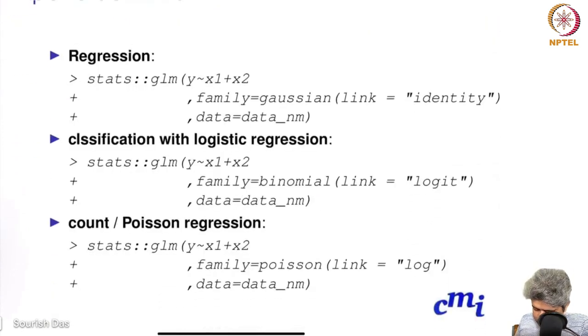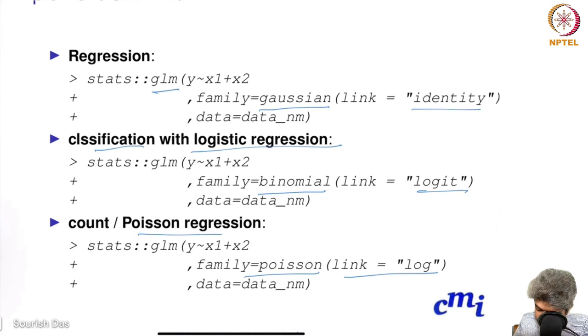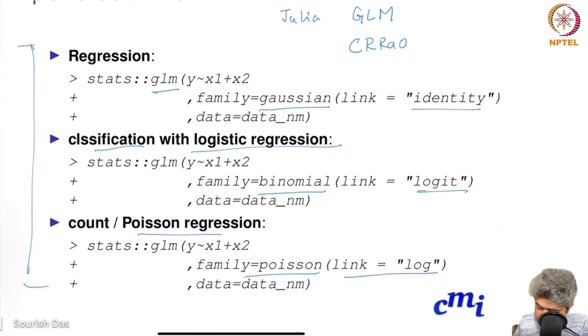In R there is the stats package glm, and you call family as Gaussian, link equal to identity. If it is a classification problem with logistic regression, then you call family equal to binomial with logit link. If it is Poisson regression, you call Poisson with log link. In Julia there is a GLM package. Our CRAN packages can also handle all three models.